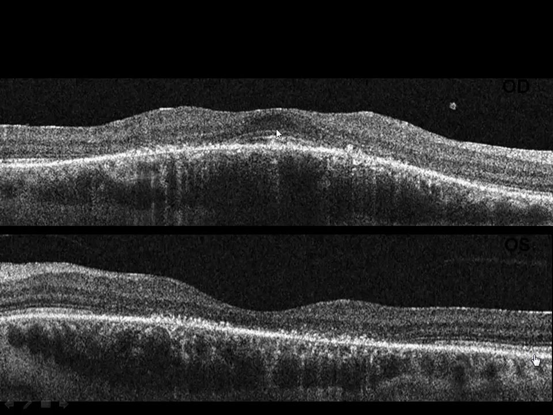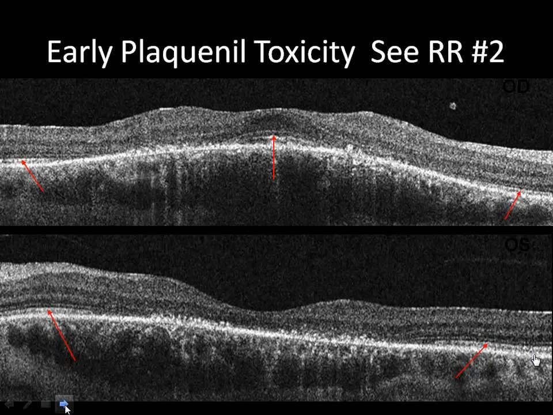If I told you that the acuity in the right eye here was 20/25, you would probably believe me because the PIL is intact to some extent. And if I told you acuity in the left eye was 20/200, you would probably believe that too. If I told you this patient had a toxicity, you might come up with a diagnosis. And this patient's been on Plaquenil for over 10 years and has Plaquenil retinopathy, early Plaquenil toxicity. And this is in Retina Revealed number 2 if you want to go into details about the case.